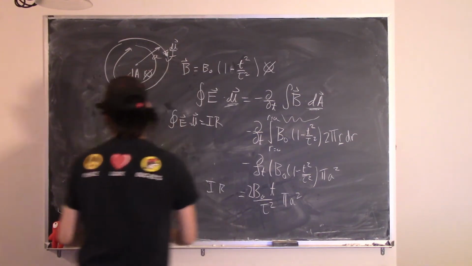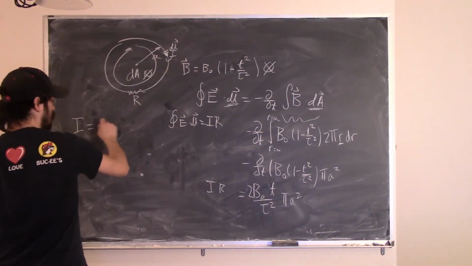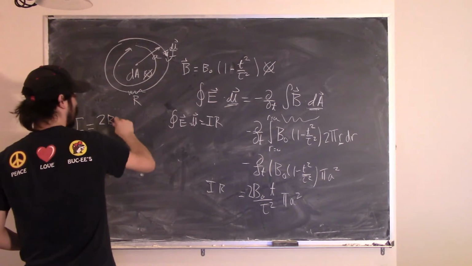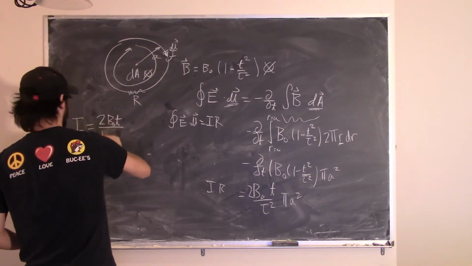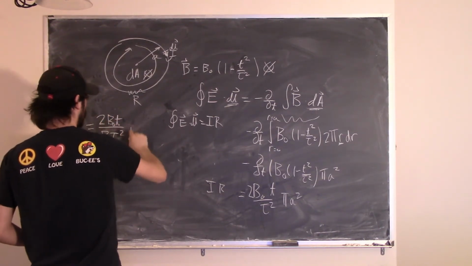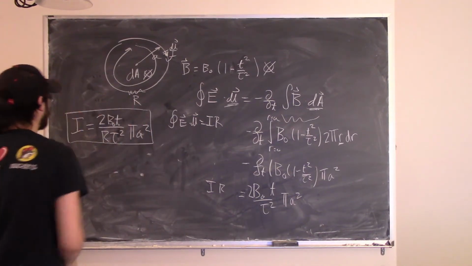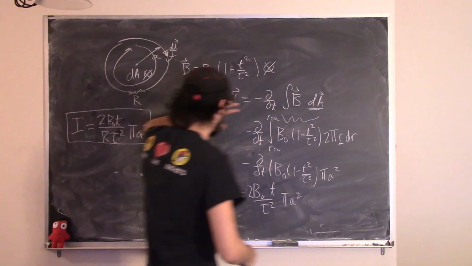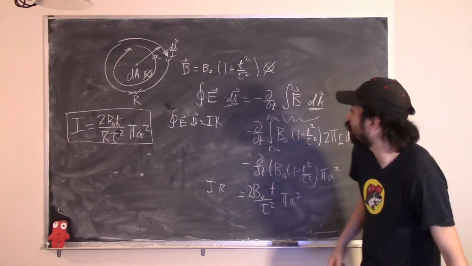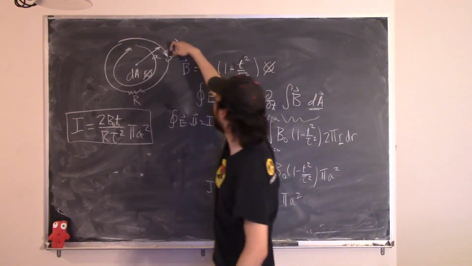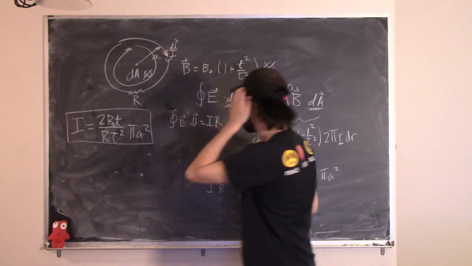to solve for I. And so what this says is I is equal to 2 b0 t divided by R tau squared pi a squared. Okay? And that's it. So we went through the whole process of finding what the current is, and I labeled the direction of it here just by using Faraday's law.